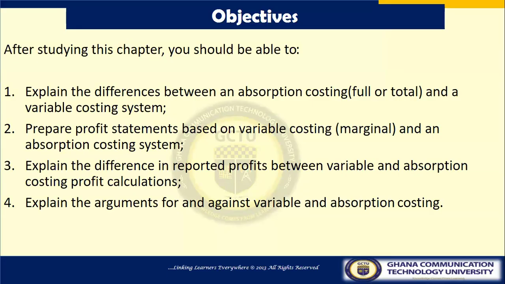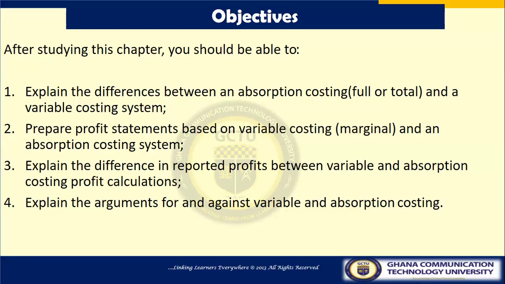After studying this chapter, you should be able to explain the difference between absorption costing, which you can call full or total costing, and a variable costing system. Prepare a profit statement based on variable cost, so we refer to marginal costing as well as variable cost. Take note, these are some of the things you need to understand: prepare the marginal costing as variable cost, and then an absorption costing system. Explain the difference in reported profit between variable and absorption costing profit.